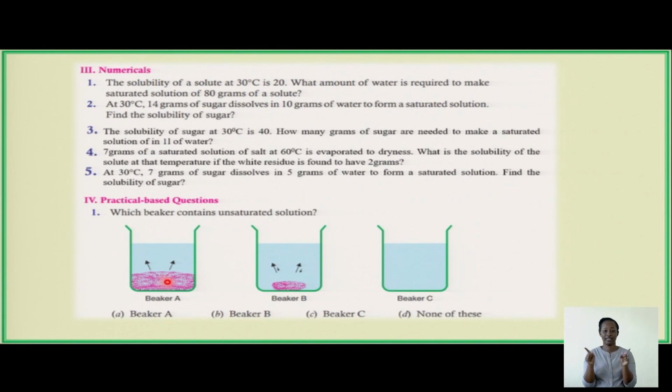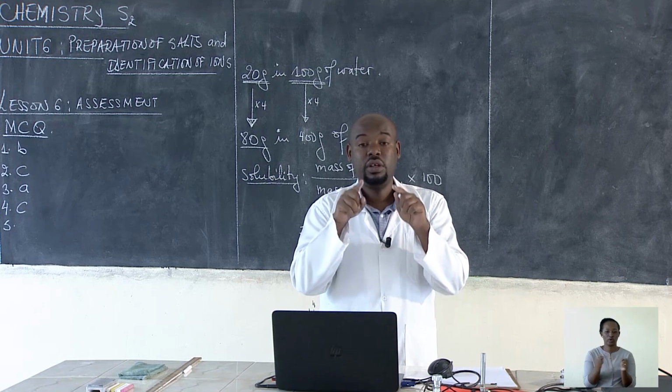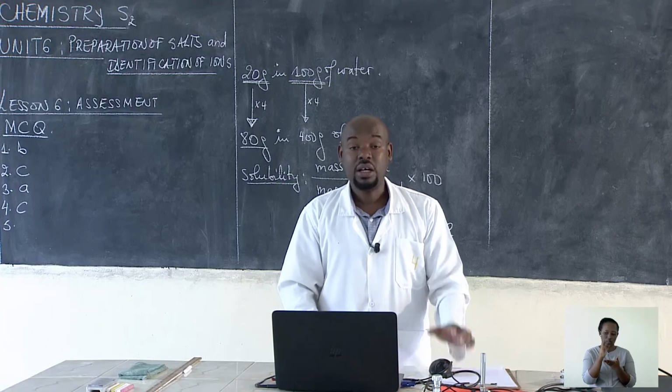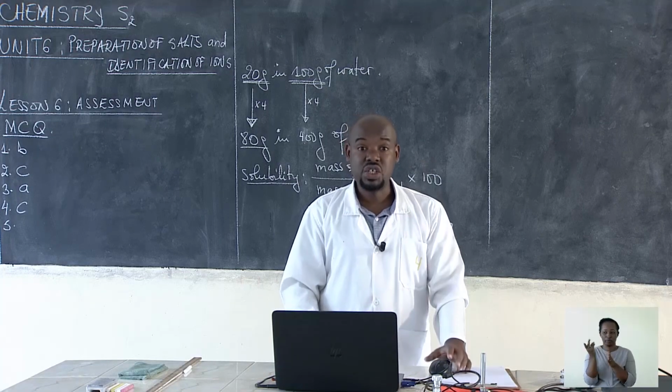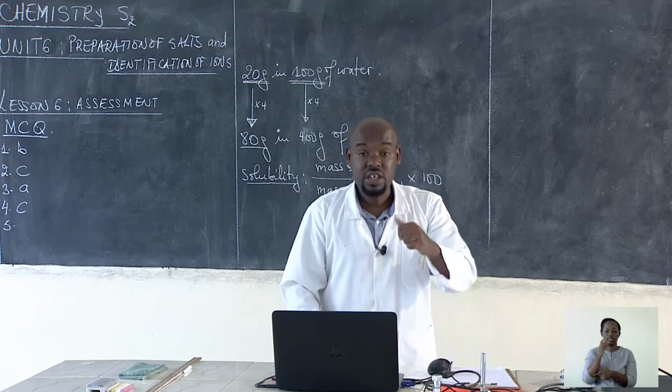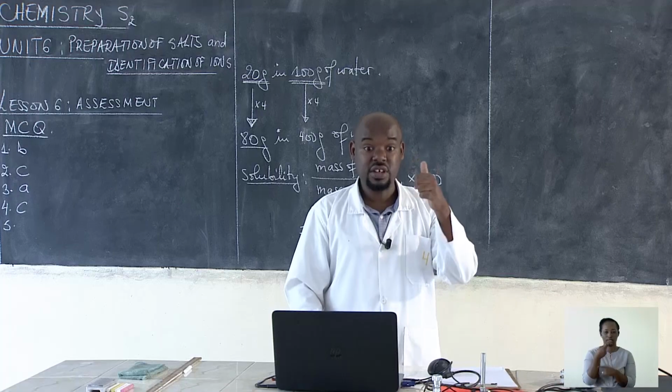But as we can see, we have something here. And this, what we have here, is representing the solute, the undissolved solute. And what does it mean? It means that the solutions are saturated. They can't dissolve more solute. So A and B are saturated because they can't dissolve more solute. So the right answer is C. The right answer is C.